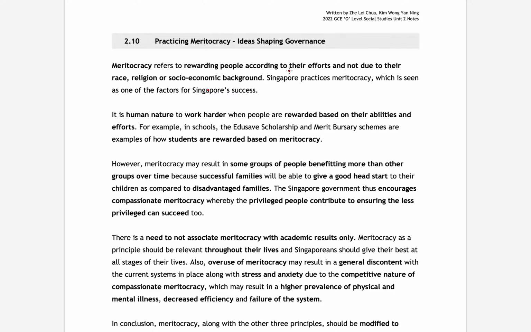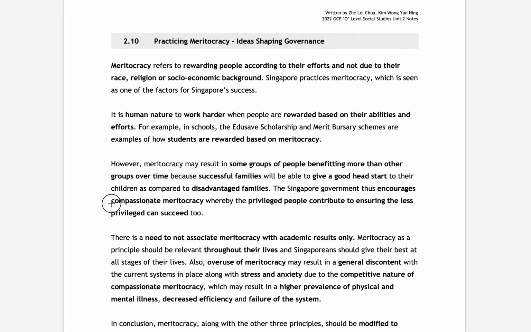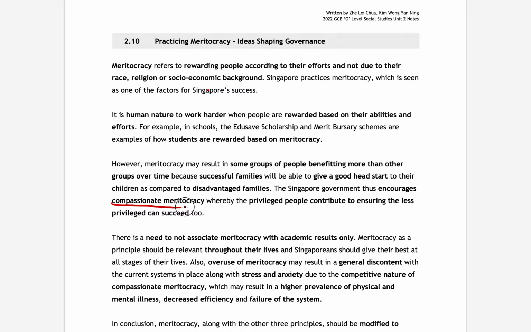This is where Singapore practices something that's really interesting, in my opinion, which is called compassionate meritocracy. Lifting the bottom. Right? If you've listened to enough MOE press conferences, you will always hear this term, lifting the bottom.